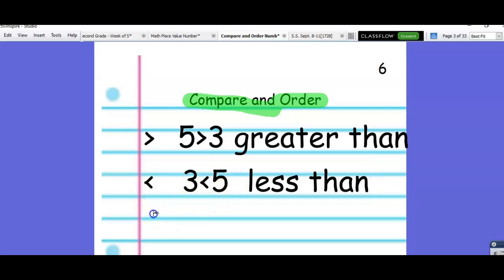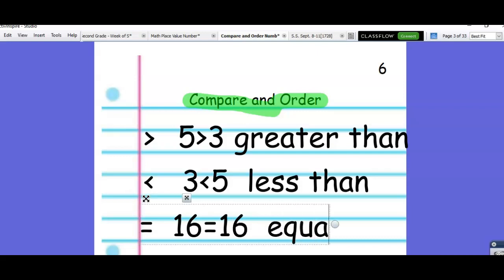And my favorite one goes down here, is the equal sign. And Mr. Hazen's favorite number is 16 is equal to 16. And you would type equal to. Make sure you put this in your math journal underneath compare and order. And today I'm just going to go over like 3 different ways that you can actually compare numbers.